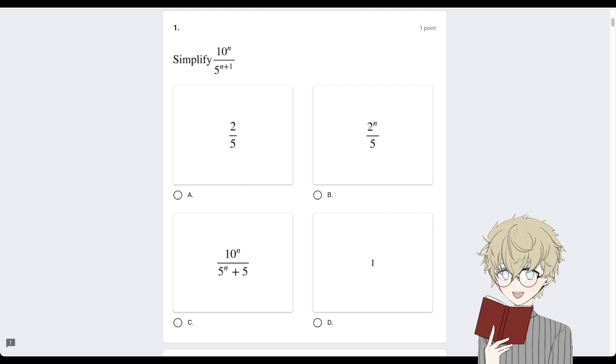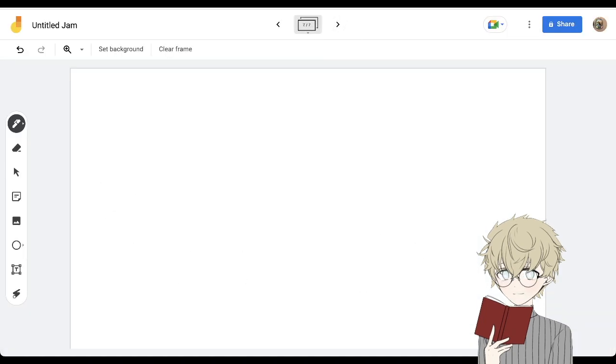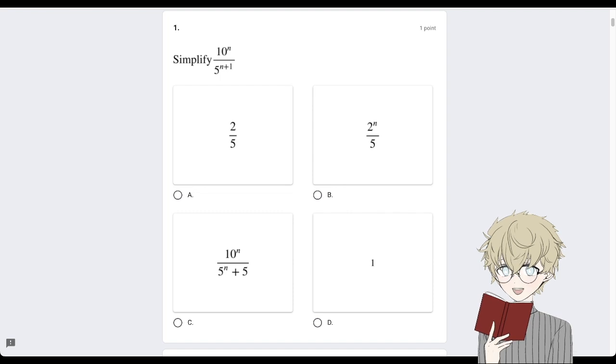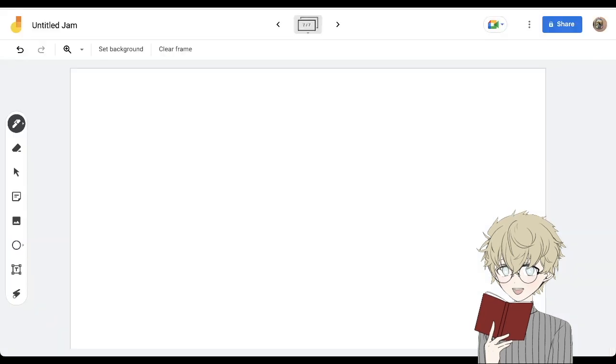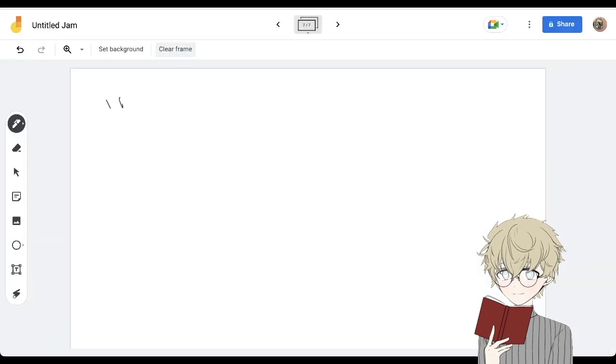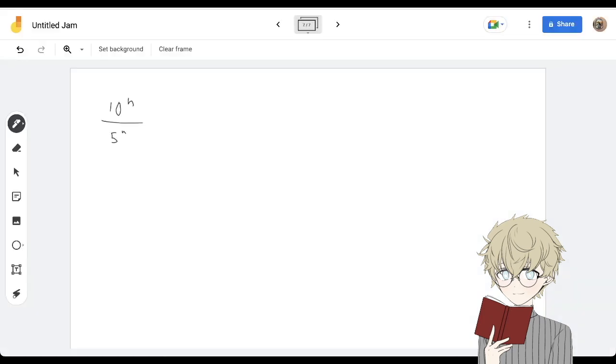So here we are. We're gonna try this first question. I want to simplify 10 to the power of n over 5 to the power of n plus 1. Okay, let's start off by writing the numbers here. n plus 1.